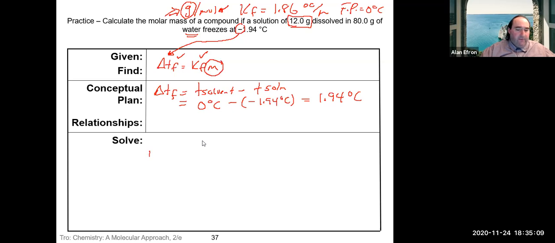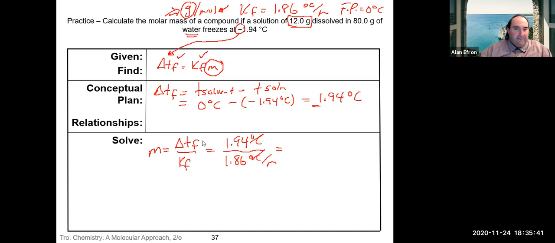So to solve for the molality, that will be our change in freezing point temperature divided by our Kf in this case. That's going to give us 1.94 degrees Celsius. Again, positive because we solved for it that way. Our Kf being 1.86 degrees Celsius per molality. Degrees Celsius will cancel. Molality will come to the top there. And that's going to give us 1.94 divided by 1.86.